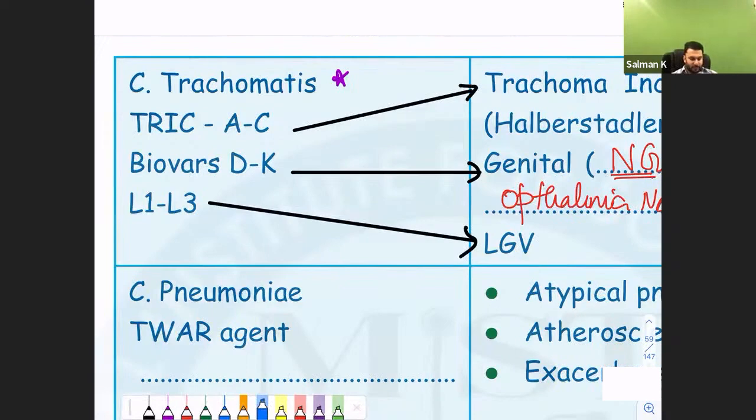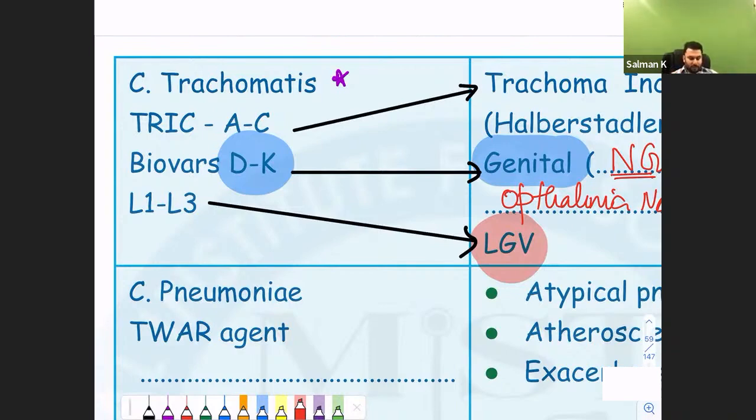Next, see here, serotypes D to K cause genital lesions, which are the same as gonorrhea. Everything, including even ophthalmia neonatorum, is the same. L1 to L3 cause lymphogranuloma venereum. Okay, lymphogranuloma venereum. This is the thing that you should all be thorough with.